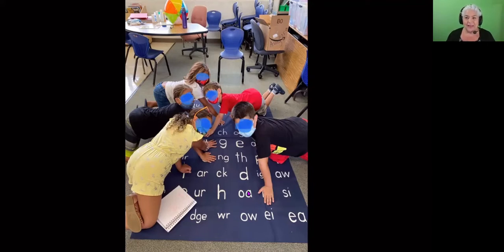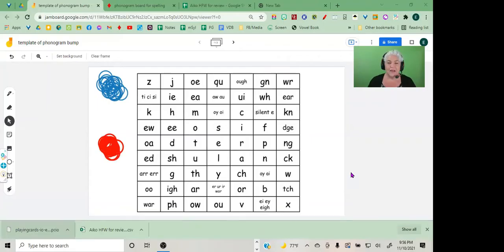And let me show you my virtual version of it. My virtual version, I made a sheet that had in a grid the phonograms or the graphemes, and I would stick in a silent E. And I have it arranged by the most common ones in the center and then less common around the edge. And this is in a Jamboard.